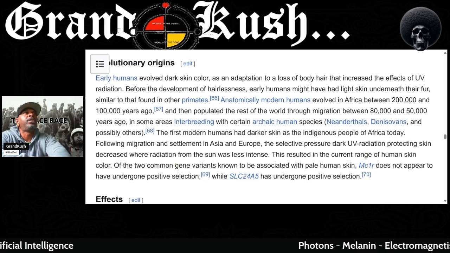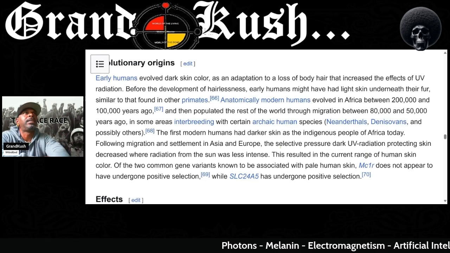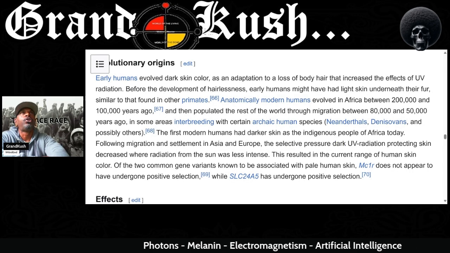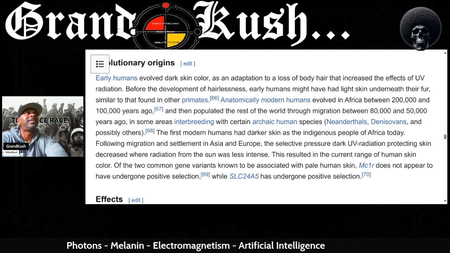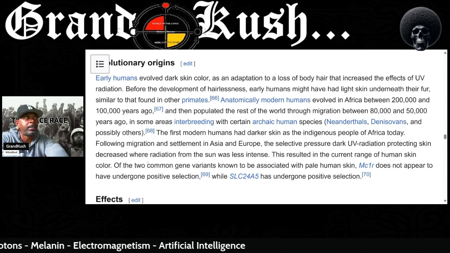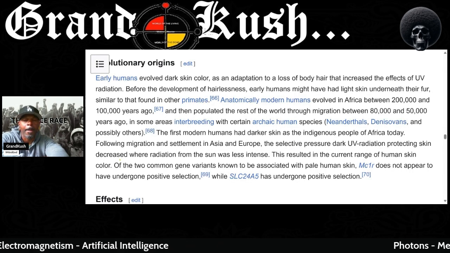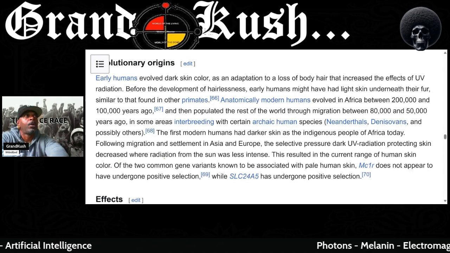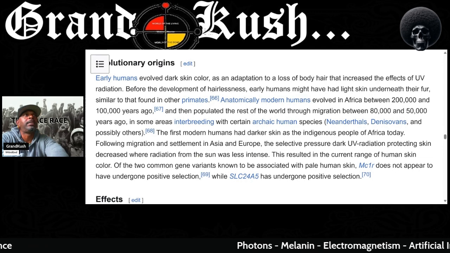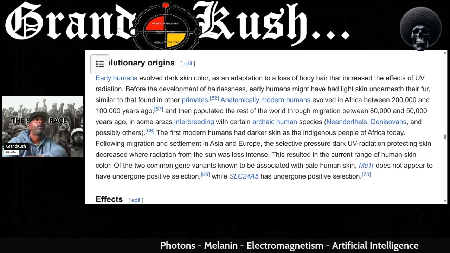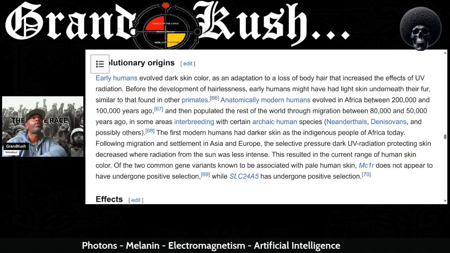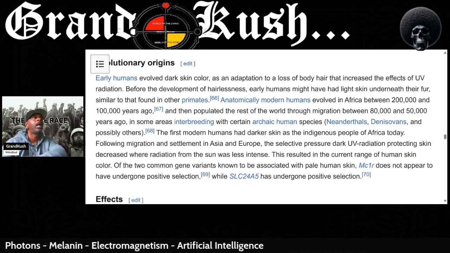Where radiation from the sun was less intense, the selective pressure for dark UV-radiation-protecting skin decreased, where radiation from the sun was less intense. This is what they wrote. This resulted in the current range of human skin color.